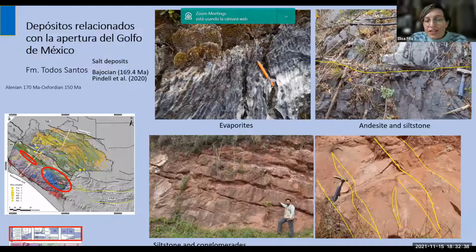These are some of the evidence of the deposits that have been reported, but in my opinion, not yet deeply studied in Chiapas, in which we see an example of these conglomeratic sandstone layers interbedded with siltstone, some andesites interbedded with these units, and even some evaporites in the upper part of these deposits.